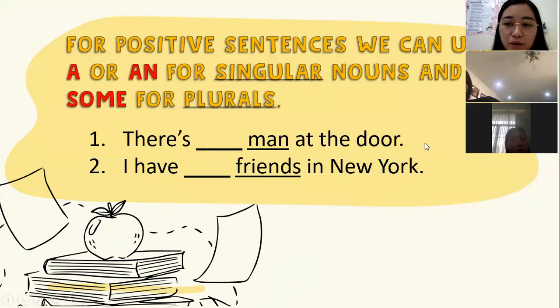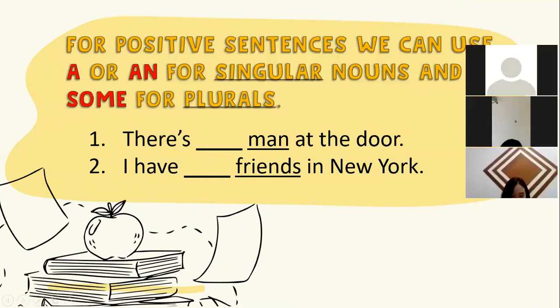Now let's have number one. What do you think is the answer for this? Could you please try Angeline? Angeline Veronica? What is the answer for number one? Is it a, an, or some? Angeline? Okay, let us have Philbert instead. Philbert, what should we use with number one? Okay, the answer is, there's a man at the door.